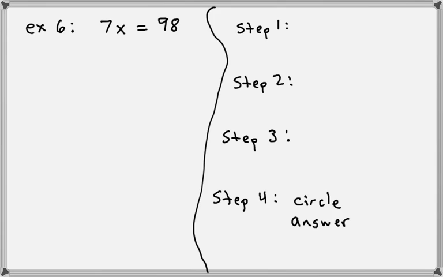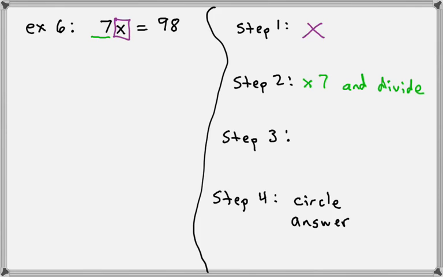Here we have 7x equals 98. What am I trying to solve for? I'm trying to solve for x. What is preventing it from being by itself? That times 7. And we undo times or multiplication with division. I'm going to say divide. That's easier for me to spell.